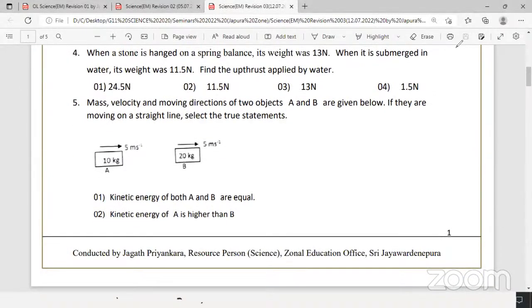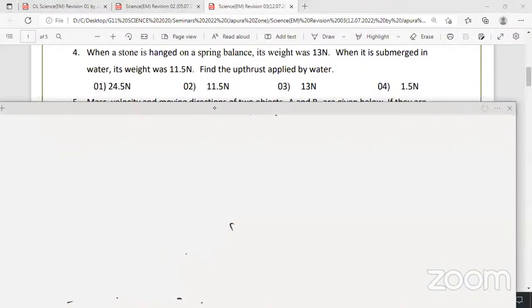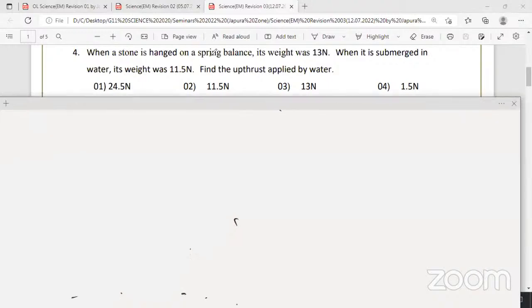When a stone hangs on a spring balance, its weight is 13 Newton. So this is from Archimedes principle and upthrust. When you are given data, or when the question is a bit complex and you find it difficult, the best thing is to make a small sketch of the diagram. You can make a small diagram using the data given in the question. Then it's easy to answer. So I'll make a small sketch diagram.